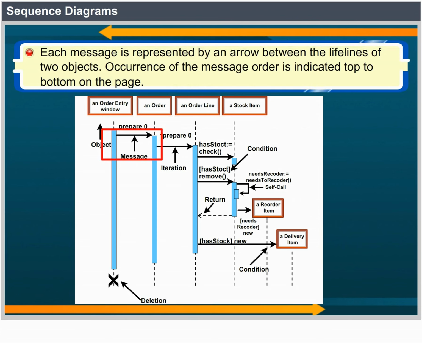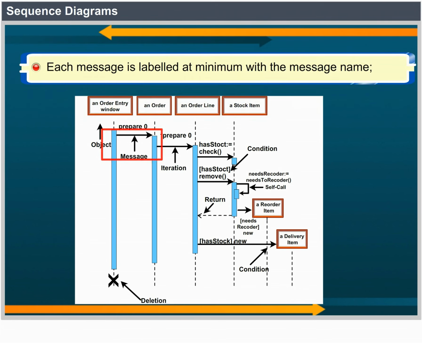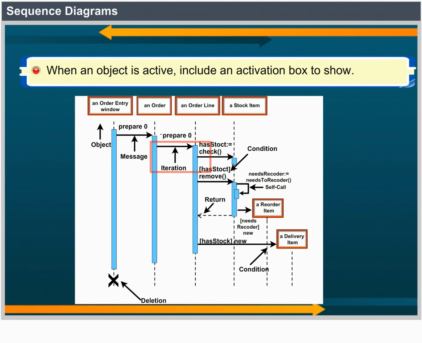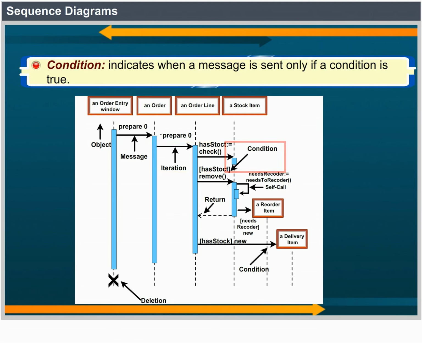Occurrence of the message order is indicated top to bottom on the page. Each message is labeled at minimum with the message name. Self-call: a message that an object sends to itself, where the message arrow goes back to the same lifeline. When an object is active, include an activation box to show it. Condition indicates when a message is sent only if a condition is true.